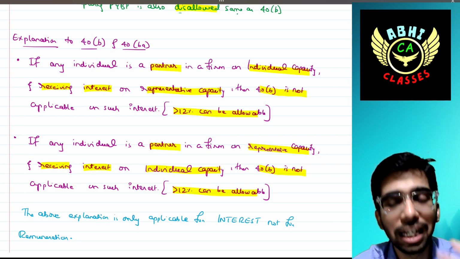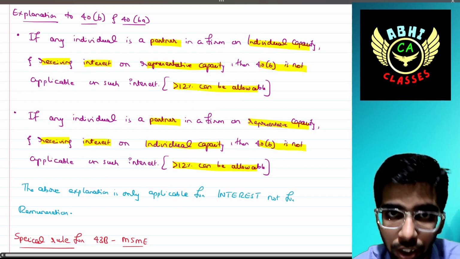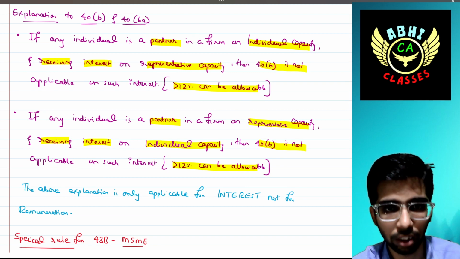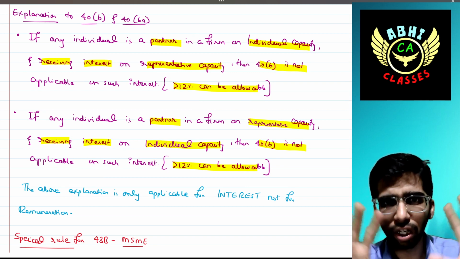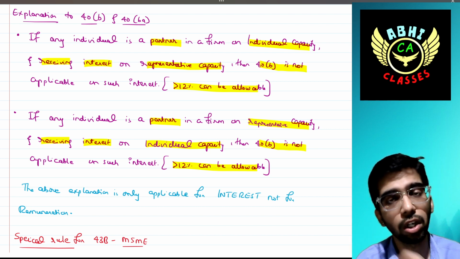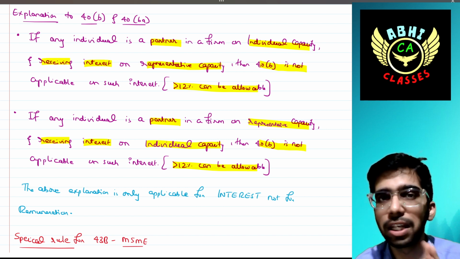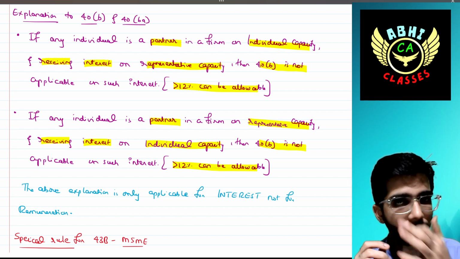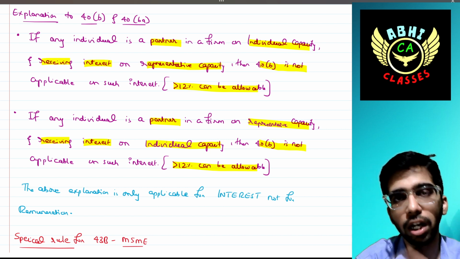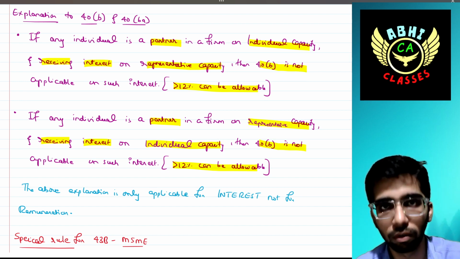If I am an individual, or a partner in a representative capacity, but I am receiving the interest in an individual capacity, don't go deep into this concept. If any question or MCQ mentions the representative capacity or individual capacity, then 40B is not applicable. For example, if I am paying interest at 15%, and both these conditions are satisfied, then 15% can also be allowed.